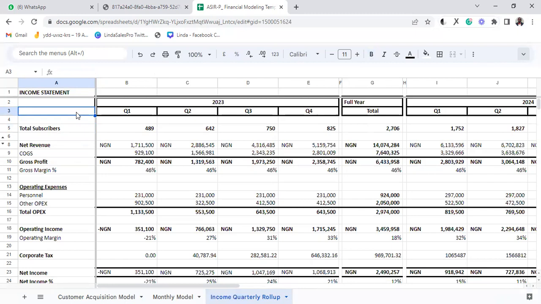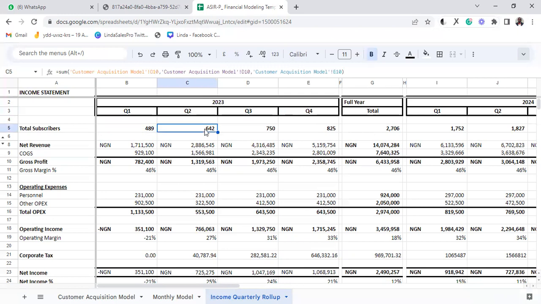I think my network is still a bit unstable, but let's move on. At this point, quarter one, you already know what quarter one means. Quarter one means 3 months, quarter two means 3 months, 3 months, 3 months, making it 1 year. The first 3 months you get this, the next 3 months you have this, and so on. Meaning you are going to have a total of 2,706 subscribers at the end of one business year, which is 12 months.